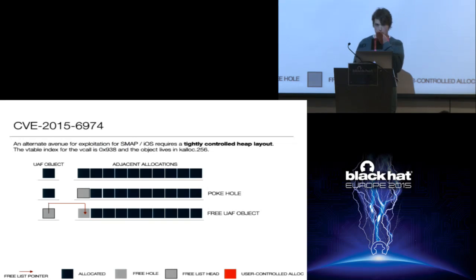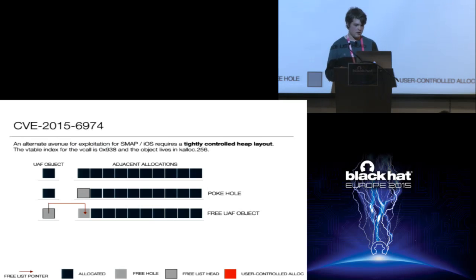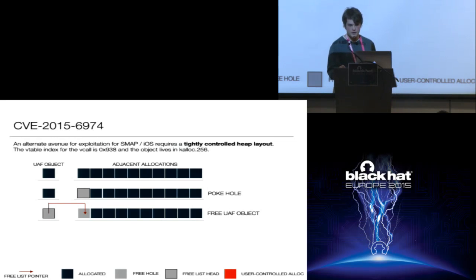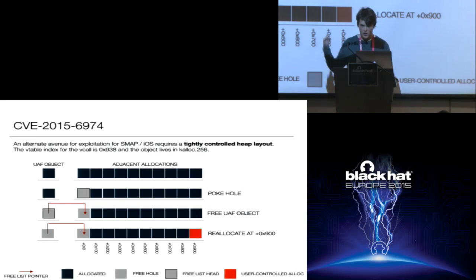And when you do this, the memory layout of the free chunk will look very similar to the C++ object's memory layout, because essentially a free chunk's first 8 bytes are a pointer to the next free chunk. And the first 8 bytes of a C++ object are a pointer to the vtable. And as such, they're both pointers. And when you do the use after free, the first 8 bytes of the free chunk will be used as the vtable. But it points to our controlled memory.